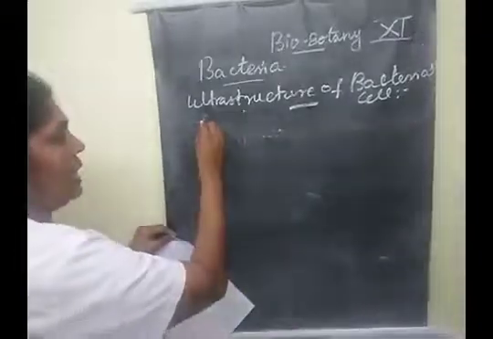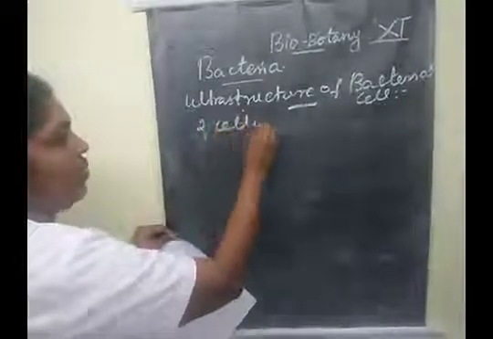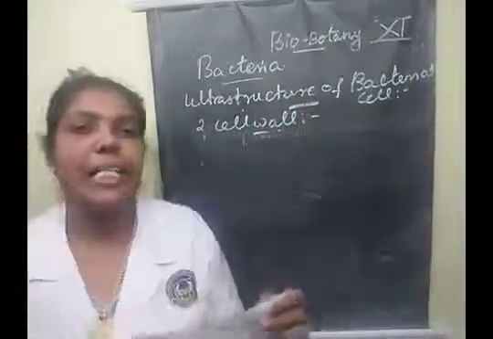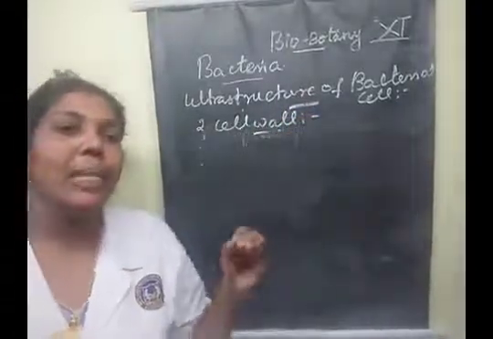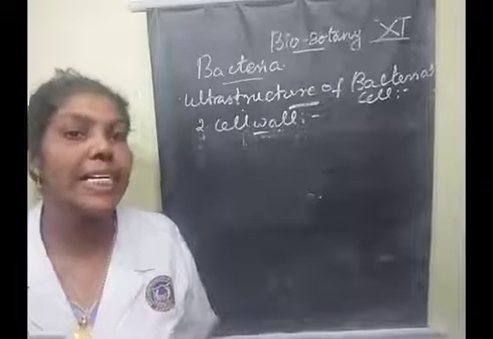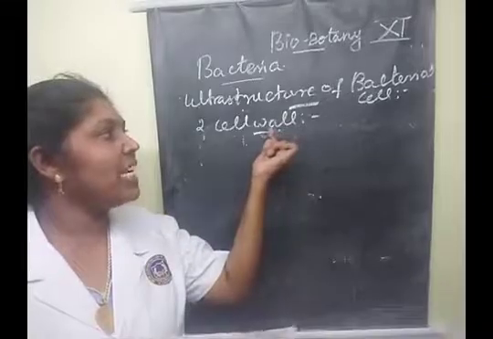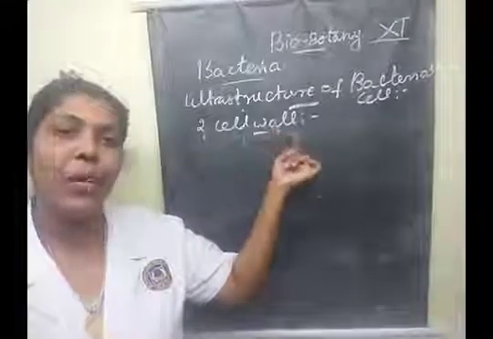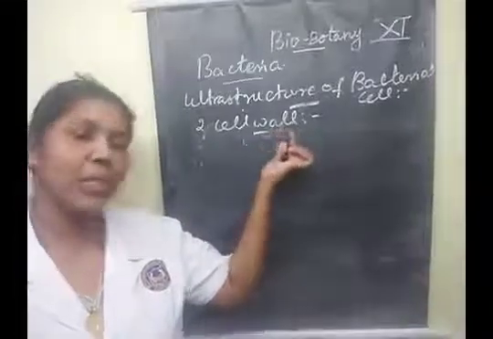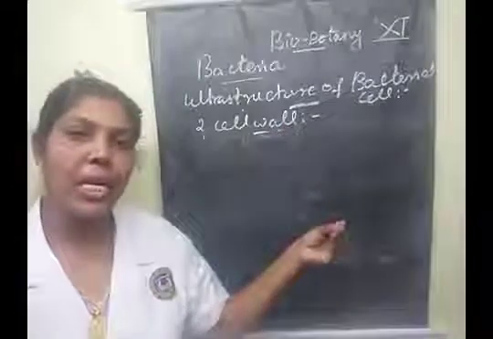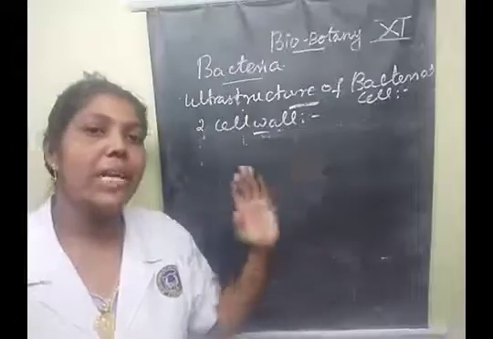The second layer is the cell wall region. The cell wall is granular and rigid in nature. What is the major function of the cell wall? It provides protection and gives a definite shape to the cell.